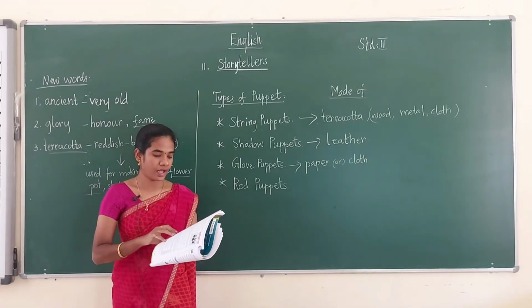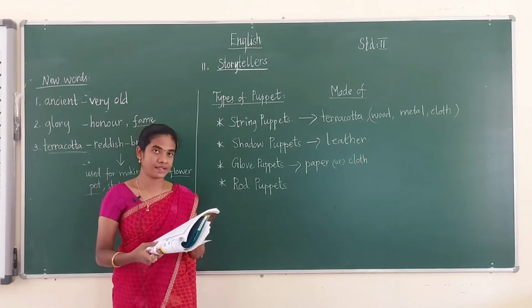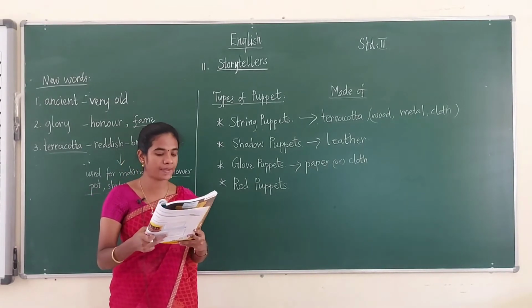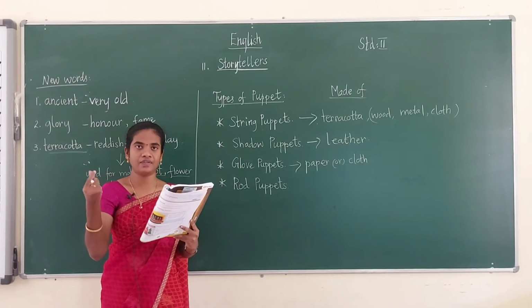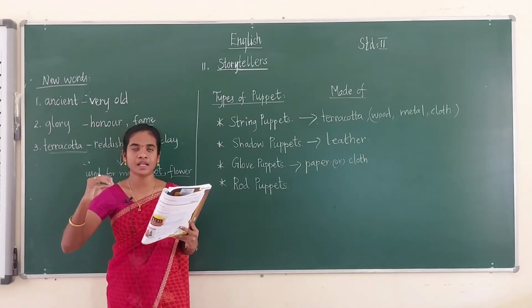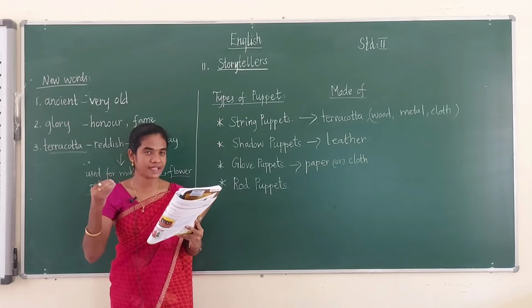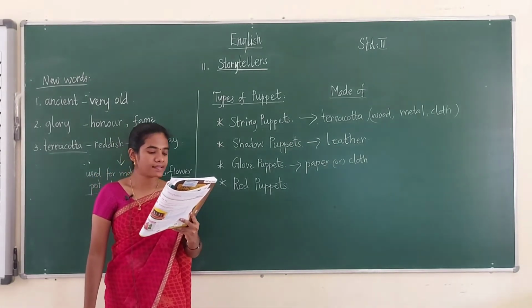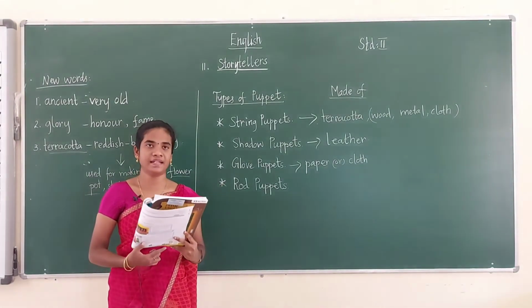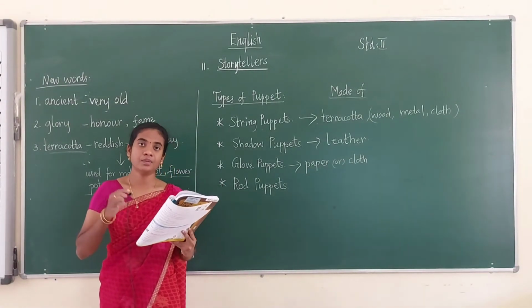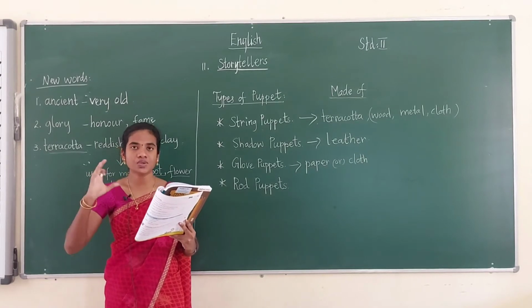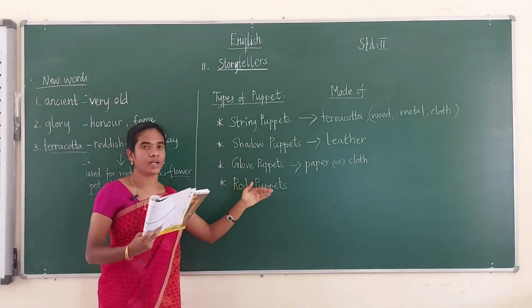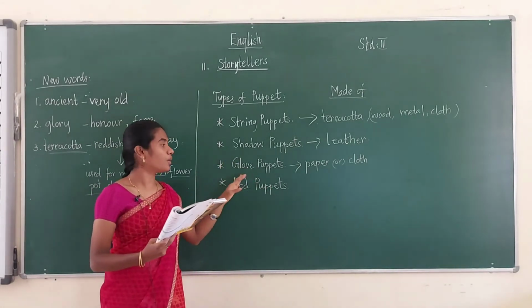The glove puppet has a hollow body that fits over the puppeteer's hand, just as we wear gloves. The puppet's hands and arms can be moved by the puppeteer's fingers. The puppeteers use their fingers for the movement. That's all about the glove puppet, and the most important thing is they don't have legs at all.